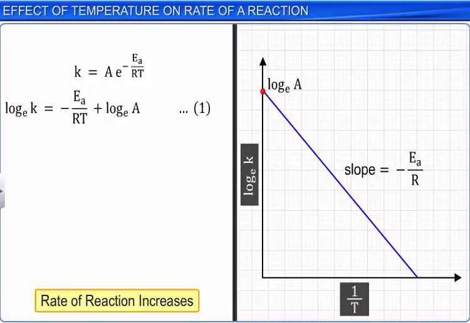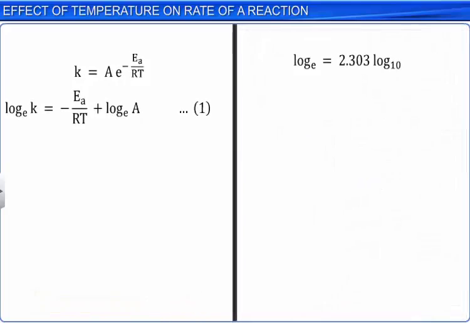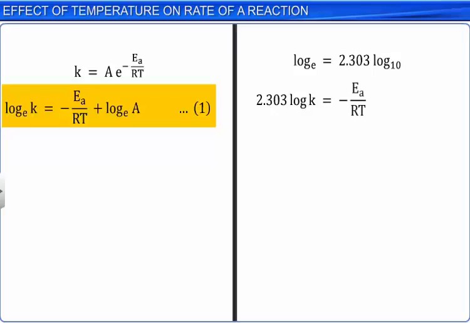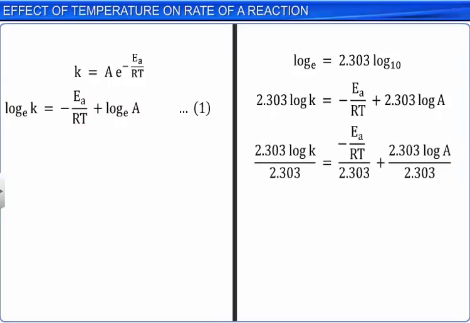As log to the base e is equal to 2.303 log to the base 10, equation 1 can also be written as 2.303 multiplied by log K is equal to minus EA by RT plus 2.303 log A. On dividing this equation by 2.303 on both the sides, we get log K is equal to minus EA divided by 2.303 RT plus log A. Let this be equation 2.